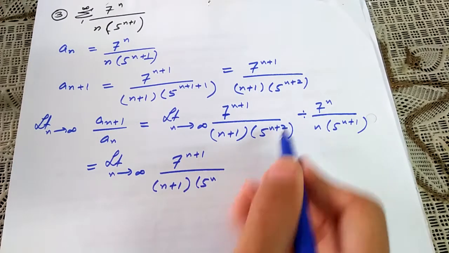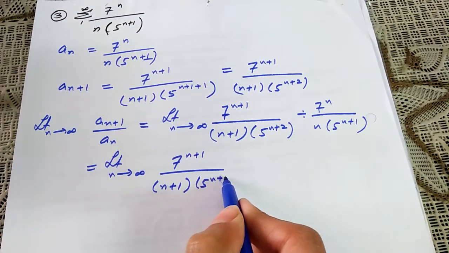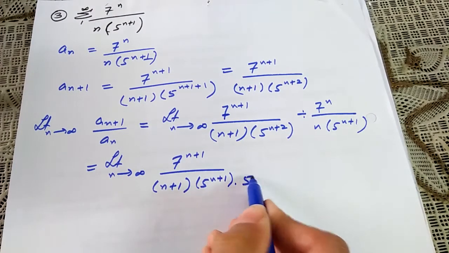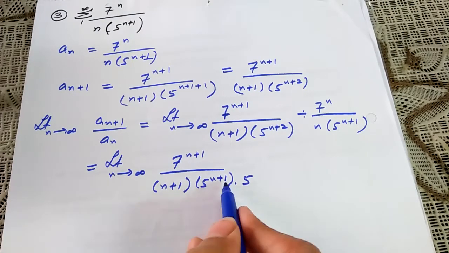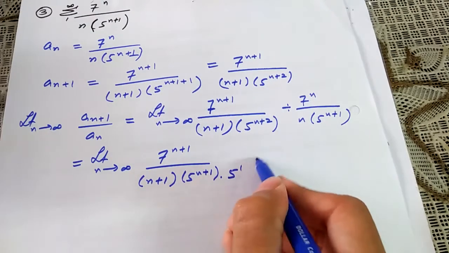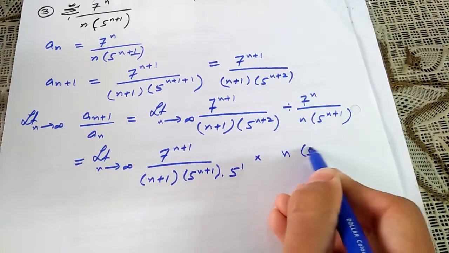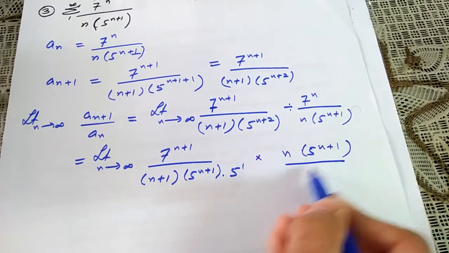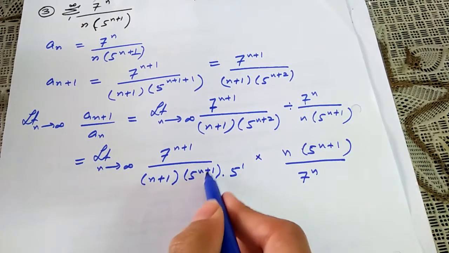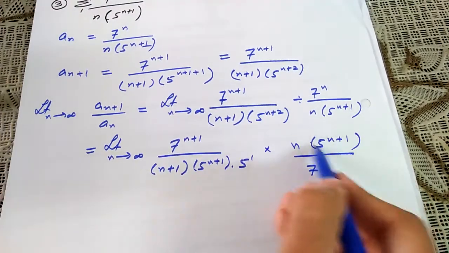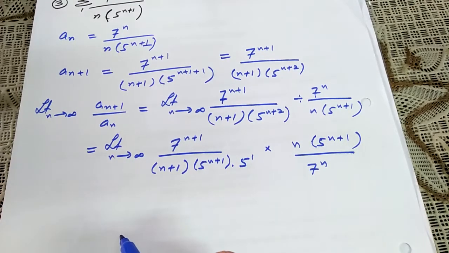This 5 raised to power n plus 2 can be written as 5 raised to power n plus 1 into 5. I just separated 5 raised to power 1, multiplied by n, into 5 raised to power n plus 1 divided by 7 raised to power n. Why did I open it? Because we have the same function here, so we can easily cancel it out.